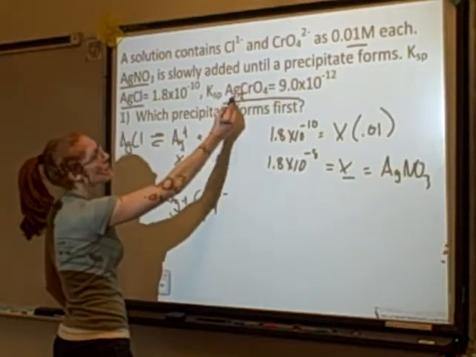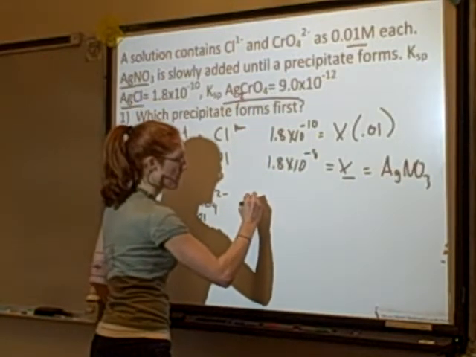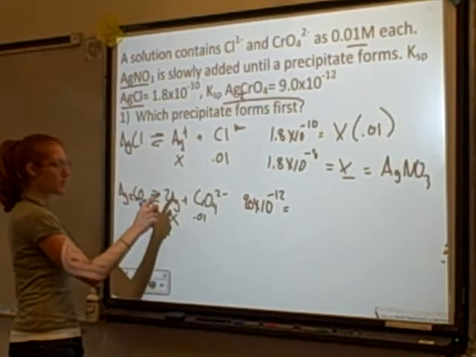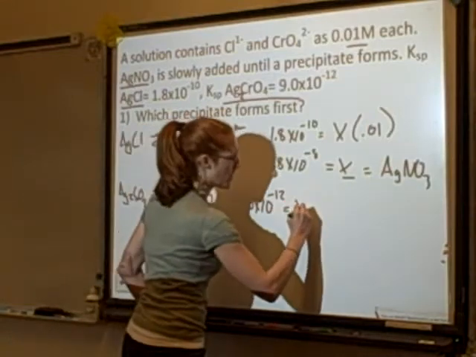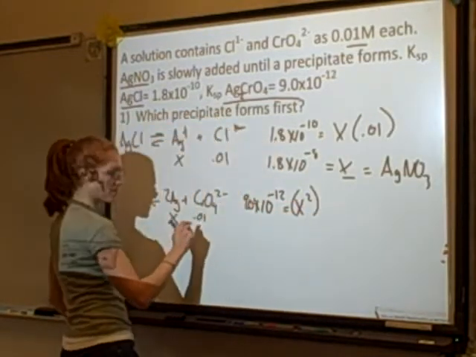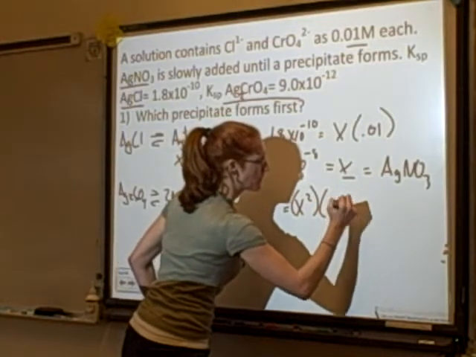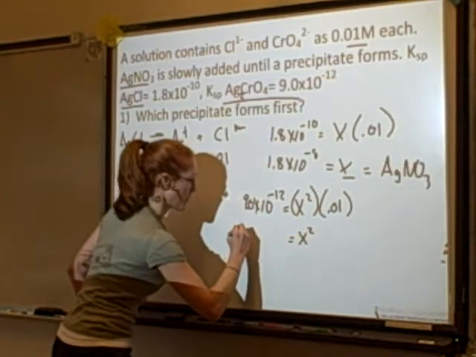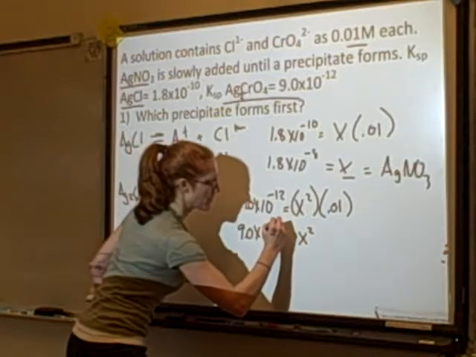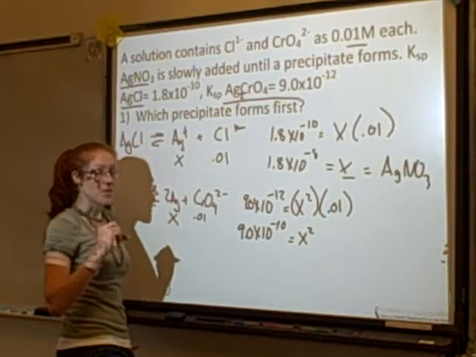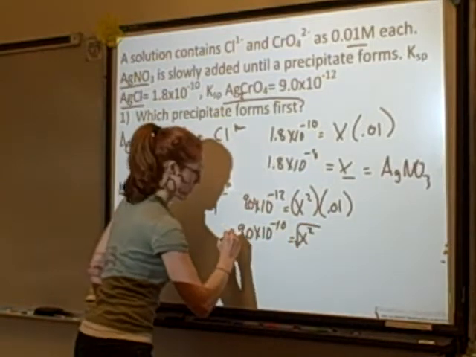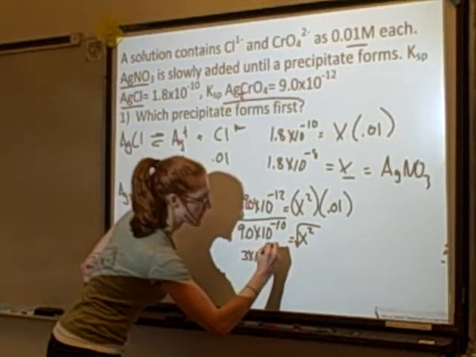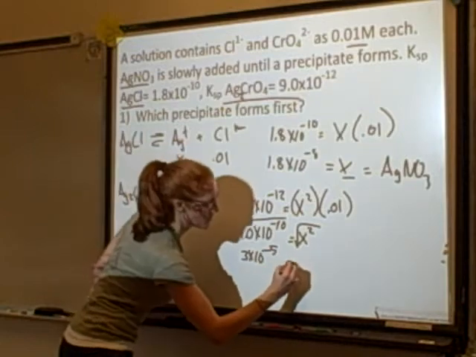And so Ksp for silver chromate is 9.0 times 10 to the negative 12th. Okay, and that is equal to x squared, because it's concentration of silver raised to its coefficient. So x squared times concentration of this, 0.01. All right, so I'm going to divide both sides by 0.01, and I get that x squared is equal to 9.0 times 10 to the negative 10th. And then I'm going to square root both sides. So square root this, 3 times 3 is 9. To the negative 10th, the square root gives us to the negative 5th. So that's 3 times 10 to the negative 5th is equal to x.